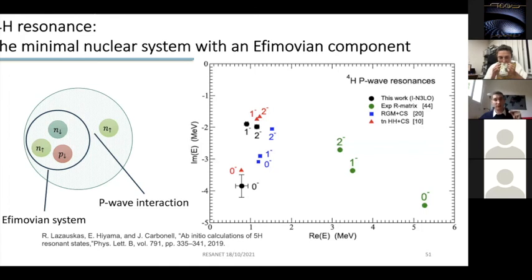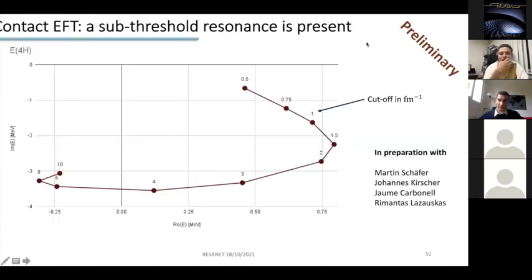Because if there is a pole in this p-wave system, there is the chance that even oxygen-16 will have a pole. So we try to do this calculation. This is a work in progress, and this is work that we are going to publish hopefully soon. So if you're interested, stay tuned.